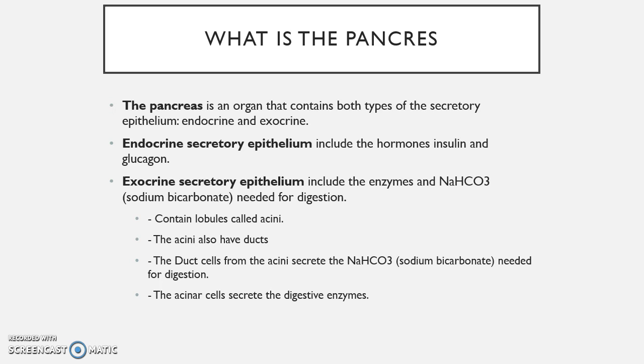The exocrine epithelium contains small lobules called acini. These acini have ducts, and these ducts from the acini are the ones that actually secrete the sodium bicarbonate that is needed for the digestion, whereas acinar cells secrete the digestive enzymes that are needed.